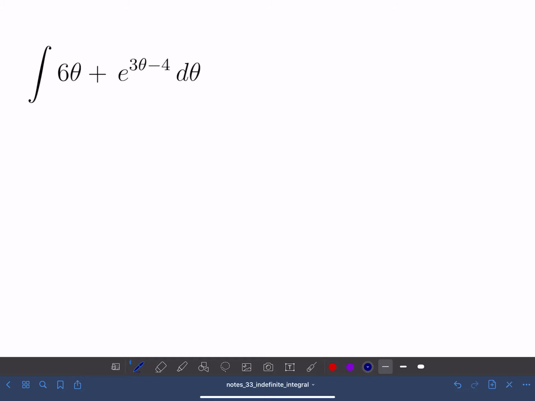It initially looks like we might be dead in the water because I haven't told you how to deal with that part. But it's going to be okay. There's a little trick here. Let's take that 6 and pull it out front, shall we?